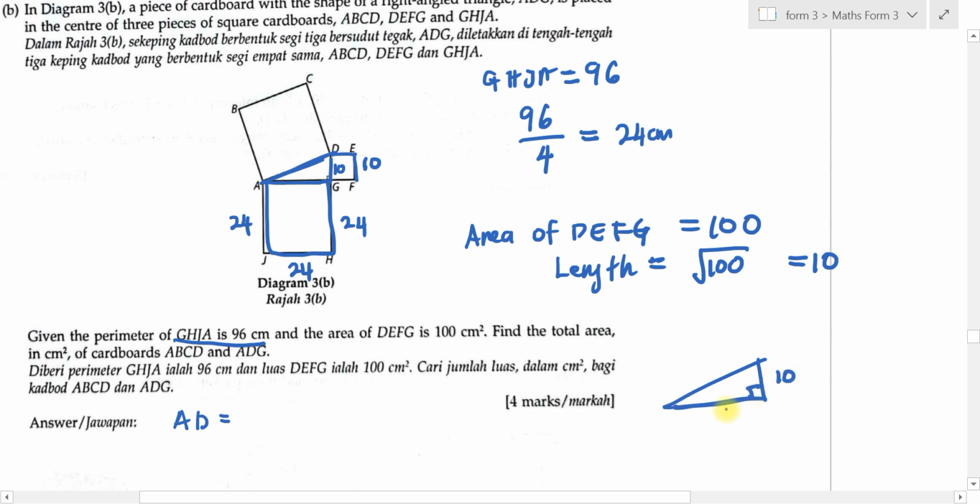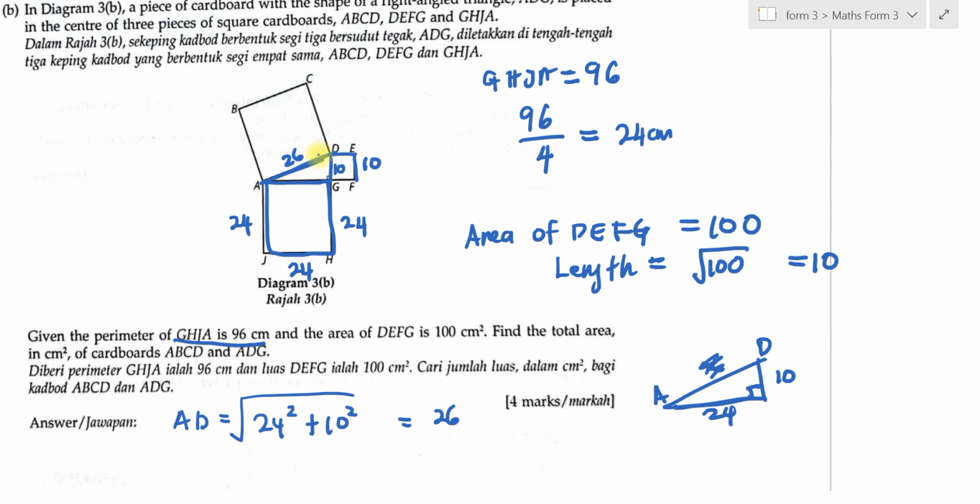This is your 10 and this is your 24. So what will be here? AD, I put AD better. AD is the hypotenuse. So take the 24 square plus 10 square. So it's 26. Yeah, 26. Okay, now very simple.